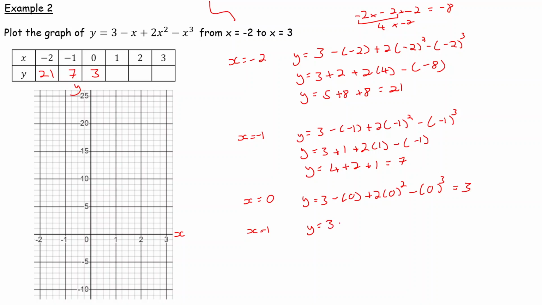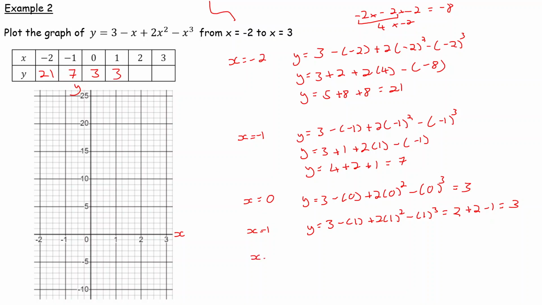So y is equal to 3, take away x, which is now 1, plus 2 times 1 squared. There we go, take away 1 cubed. So 3 take away 1 is 2, plus 2 times 1 squared. Well, 1 squared is 1, times 2 is plus 2. Take away 1 cubed is just 1, so take away 1. 2 and 2 is 4, take away 1 is equal to 3. So when x is 1, y is equal to 3.